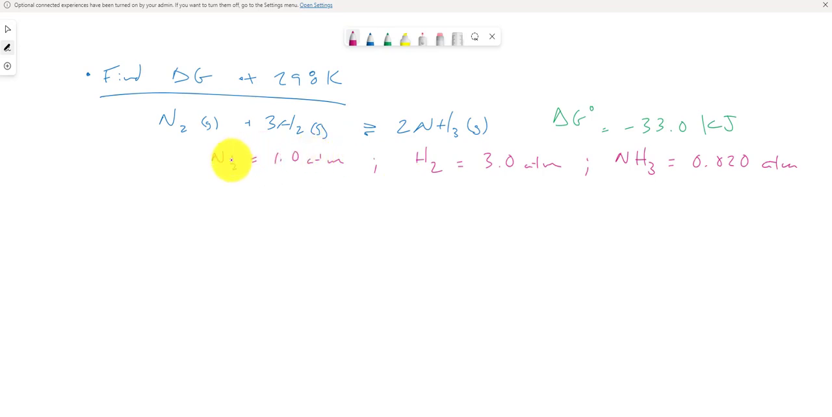So what happens when we deviate from standard conditions? Nitrogen's still at 1 atmosphere, but hydrogen now we have 3 times more, and ammonia we have a lot less. So how can we tabulate delta G and ask ourselves, what direction is this system going to move, and is it spontaneous from left to right with the conditions we have in the vessel right now?